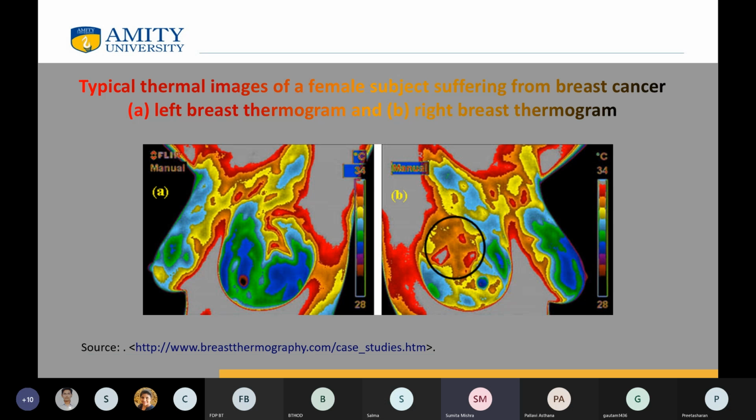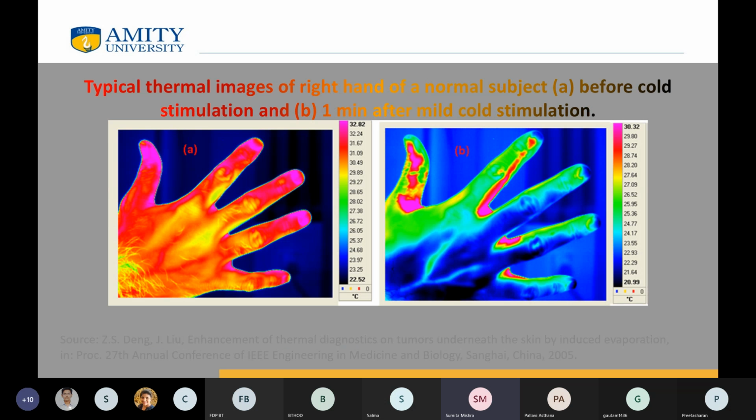So what you see here is basically the thermogram of a female person who is suffering from breast cancer. In the left one, you see that there is a normal distribution of blood flow. This kind of thing is used as control information, and then the anomaly with respect to this can be evaluated and detected.